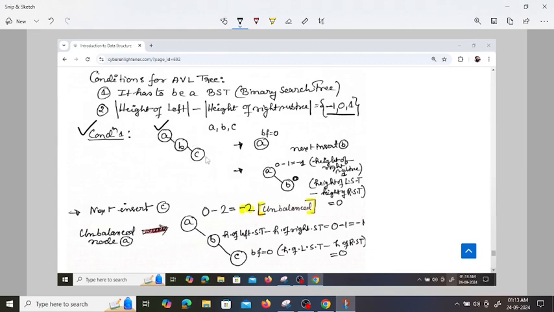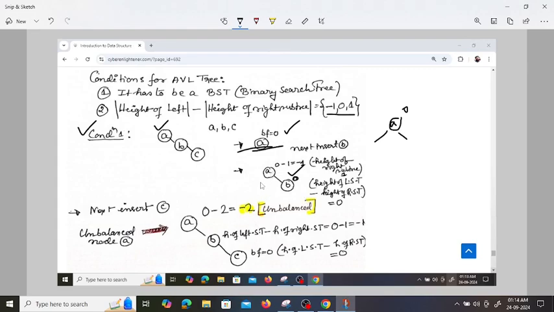Now you can see that when we insert node A for the first time, the balance factor is 0, because A's left subtree is not there and the right subtree is also not there initially. So the difference is 0. When you insert B, B's balance factor is 0 because it doesn't have any left or right subtree.